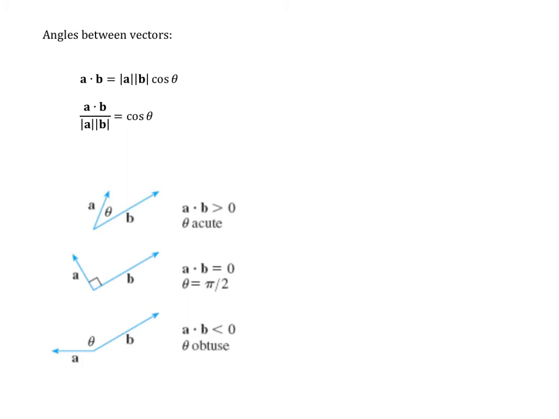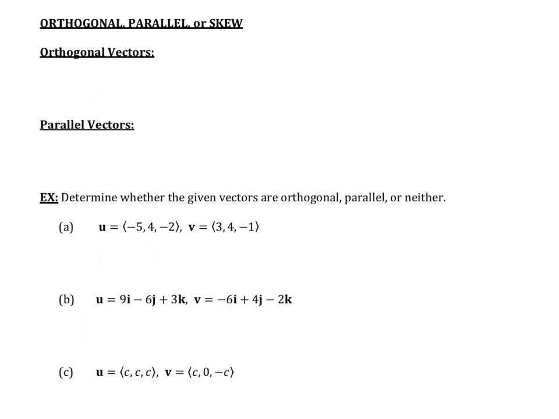But if a dot b is equal to 0, then theta is going to be pi over 2, and pi over 2 is equivalent to 90 degrees. So theta is going to be 90 degrees, and a and b are going to be perpendicular to one another. And if a dot b is less than 0, then theta is going to be obtuse. In dealing with vectors, we can determine whether they are orthogonal, parallel, or skew.